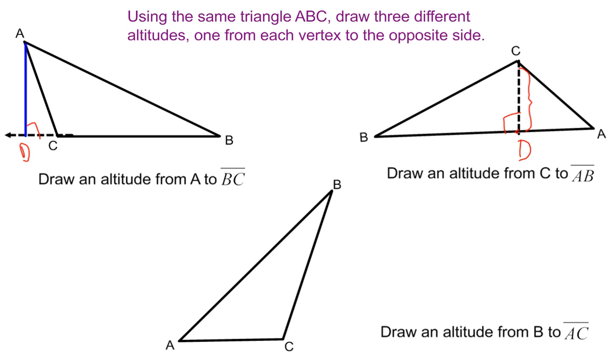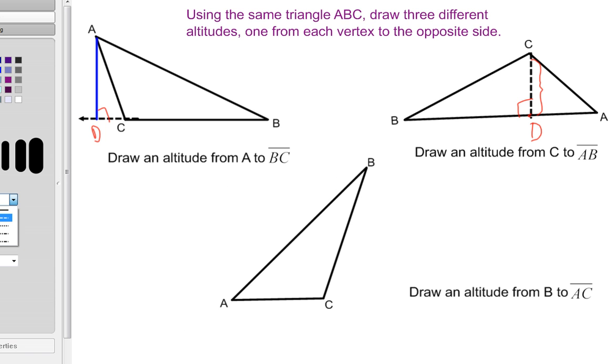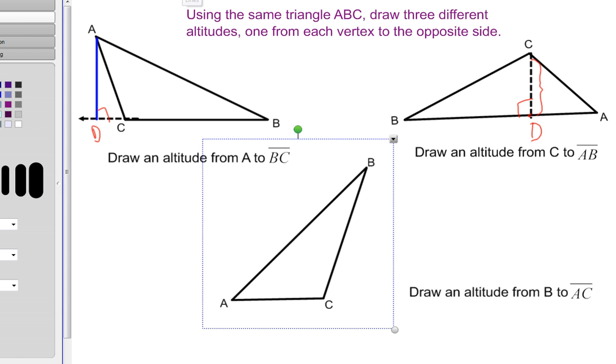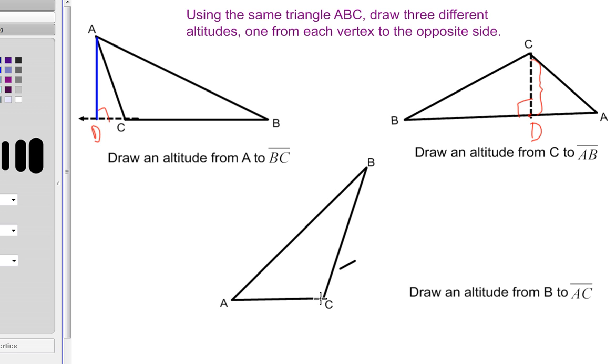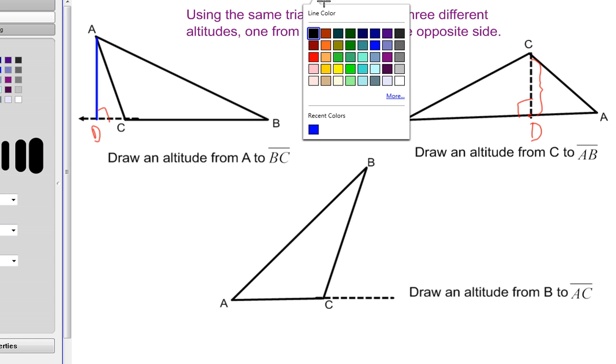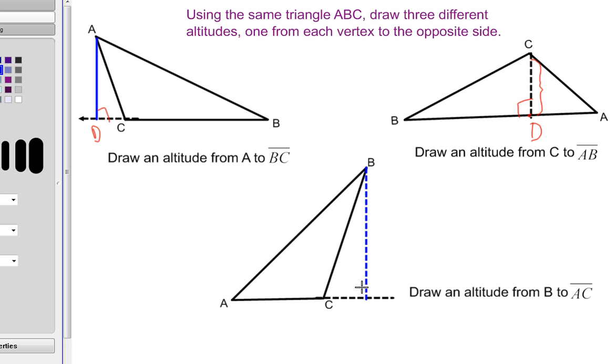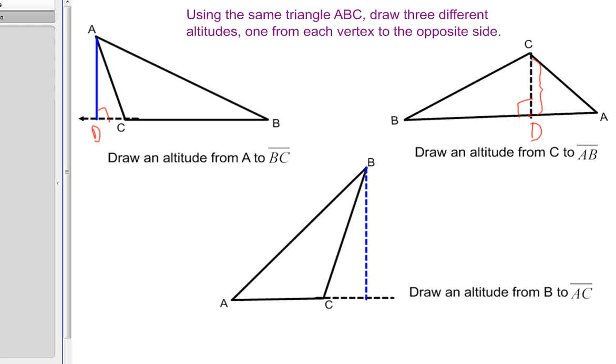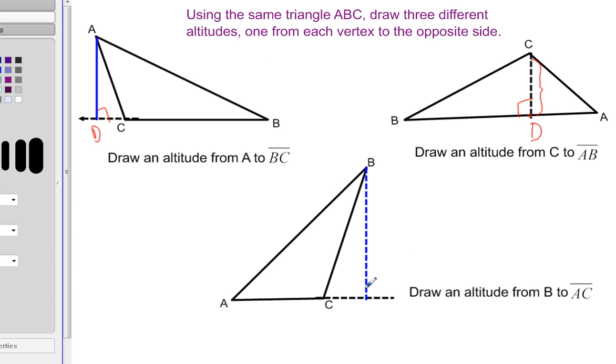I'm going to need to extend the leg of my triangle, and I'm going to do that just by drawing a dashed line, which will be an extension of AC. So let's do that. I'm going to extend AC, and now I can drop the altitude from B perpendicular to AC. It's actually a line that is drawn perpendicular from B to an extension of AC. So there I go, and this is D.